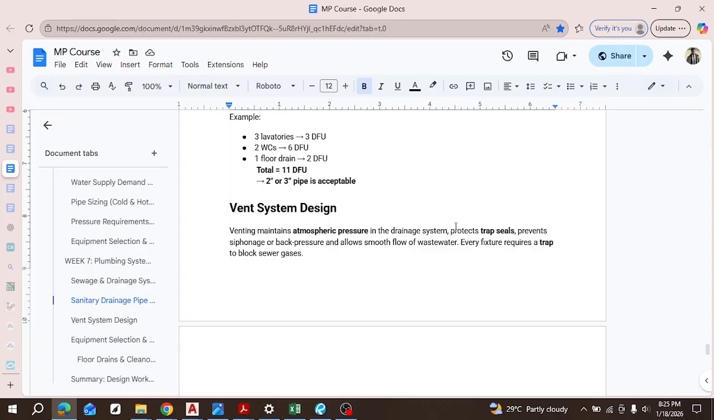Venting protects trap seals. Traps have come up again, right? And we'll talk about it. It prevents siphonage. This is where the disorderliness of the flow comes in, because when the pressure is not controlled or is not allowed to escape, it tends to create some kind of turbulent flow within that system, right? And then even back pressure, because as the sewage is flowing out, some gases are released, and these gases tend to build up. If they are not released as soon as possible, they will create some back pressure on that fluid and affect the whole system, right? And then it also allows the smooth flow of wastewater.